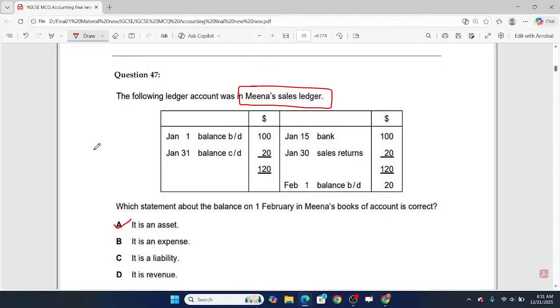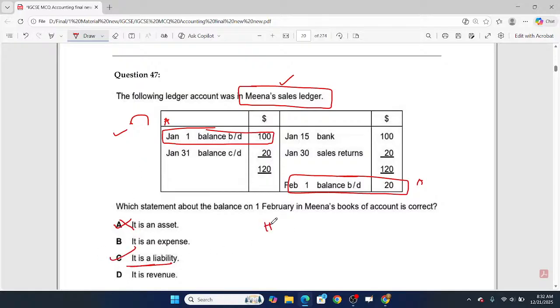Usually what we do, if the balance appears in the debit side, then it is an asset. But in case of the ledger account in Meena's sales ledger, the asset becomes a liability. So it is a liability is the correct answer. Let me just verify this and let you know later on. Now you'll understand it this way.